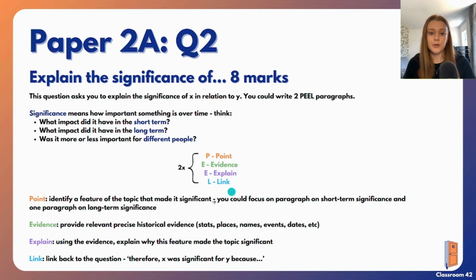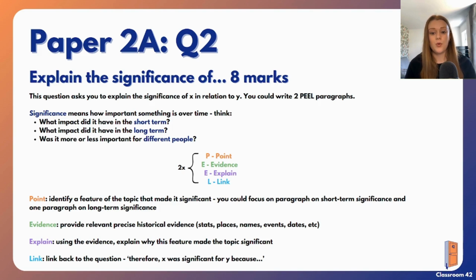I think a brilliant way to structure this question is to focus your first paragraph on how it was significant in the short term, and then on your second paragraph talk about why it was significant in the long term, because that means you've got 2 distinct different ways it was significant, and you're also hitting the short term and the long term significance as well.